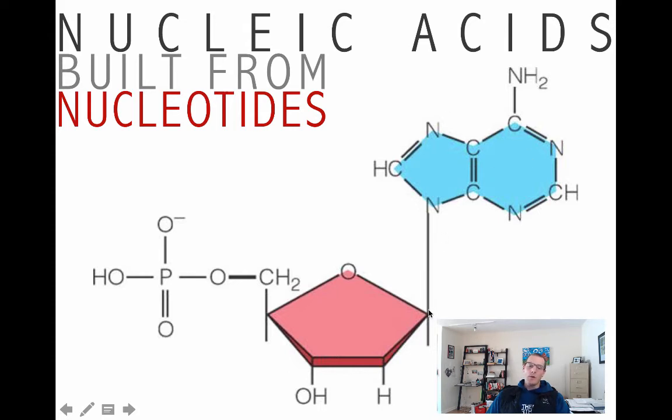So the base is always attached to the 1' carbon, and then there's a 2' carbon, a 3' carbon, and the important thing about a 3' carbon is that it always has this hydroxyl group here, the OH group. Then we've got the 4' carbon and then the 5' carbon here, and we've got attached to that at least one phosphate group, which we've met before.